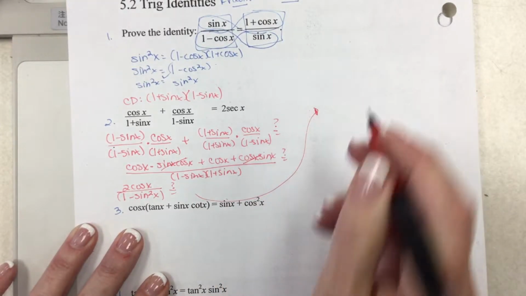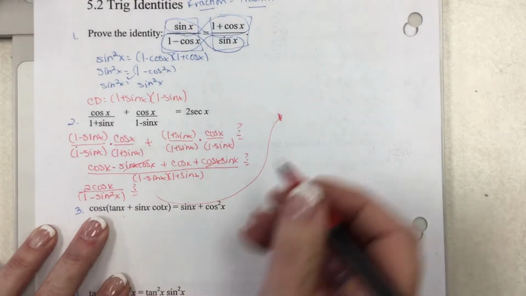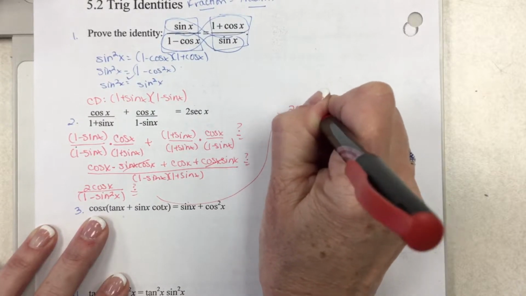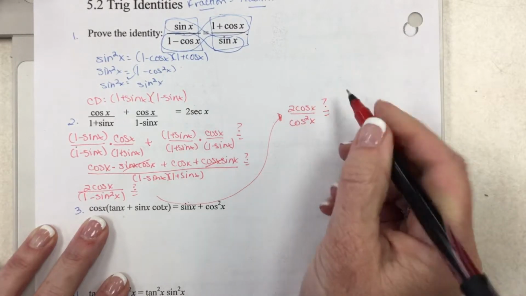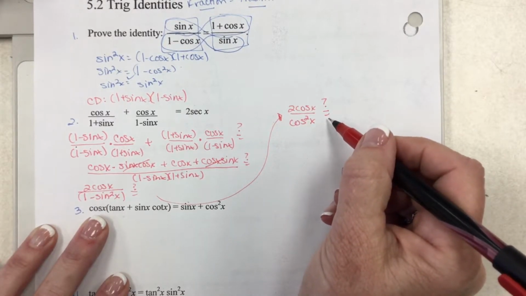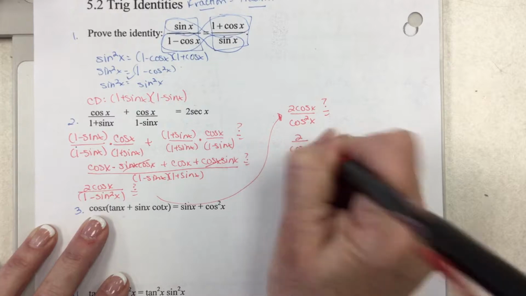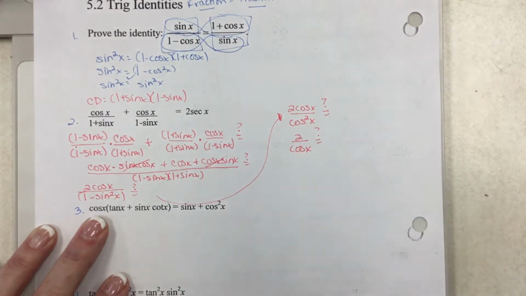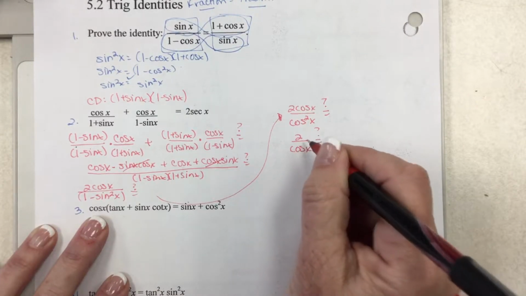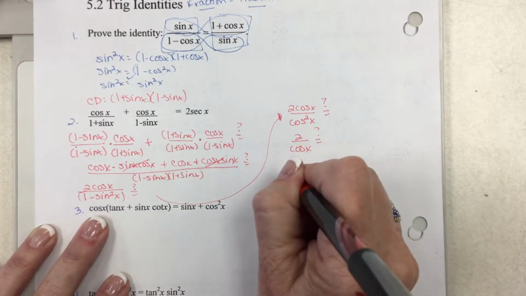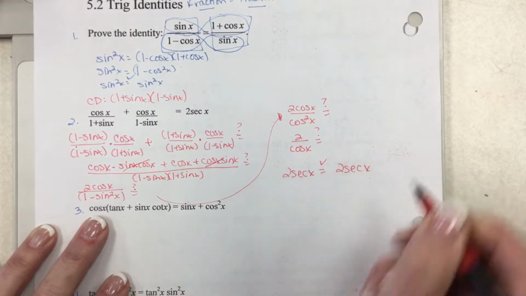Okay, so I come up here and I get 2 over, what is 1 minus sine squared x? Cosine squared x. Cosine squared x. Does it equal the 2 secant x? So this cancels and I'm left with 2 over cosine x, which is 2 over cosine, and 1 over cosine is secant, so 2 over cosine is 2 secant x. Does equal 2 secant x. It does check.